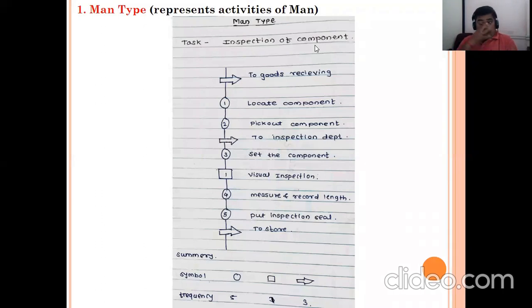Then next thing is to measure and record the length. So the operation is there. You are taking a vernier caliper, a micrometer, a steel rule, and you are measuring the length, width, height, diameter, whatever it may be. So you are measuring and immediately you are recording on paper. It is not like that you are just measuring and keeping it in mind.